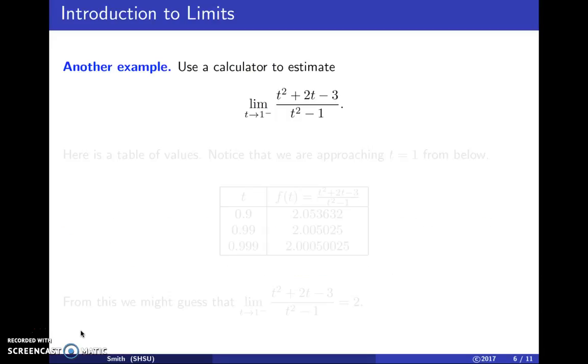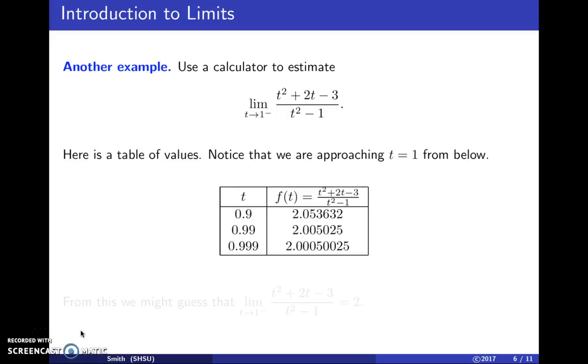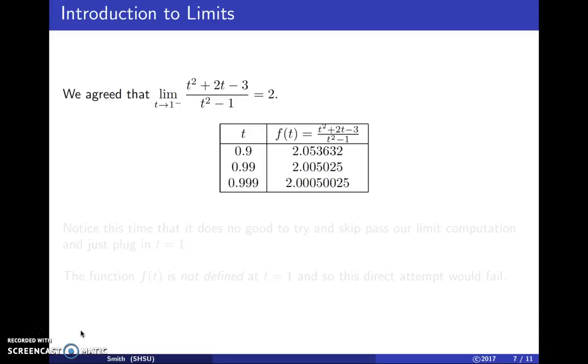Let's do another example using a calculator. Let's find the limit as t approaches 1 from below of this fraction. We create a table of values. We want t to come up to 1 from below, so we might try 0.9, 0.99, 0.999, and so on. Notice that the outputs, f of t, are numbers very close to 2. They seem to be getting closer and closer to 2, so we might guess that the limit as t approaches 1 from below of this fraction is equal to 2. We got this table.